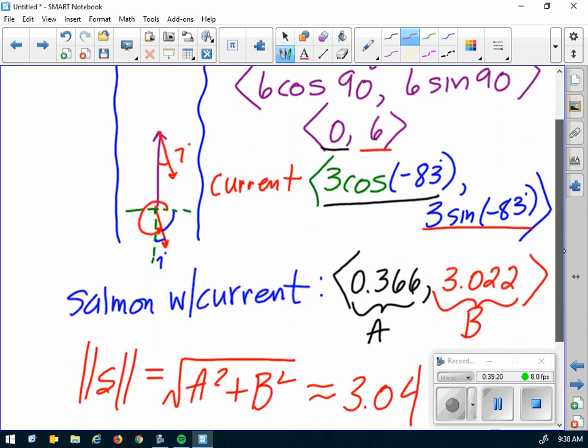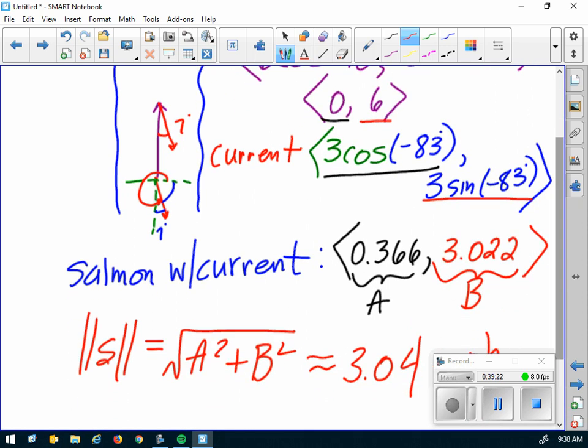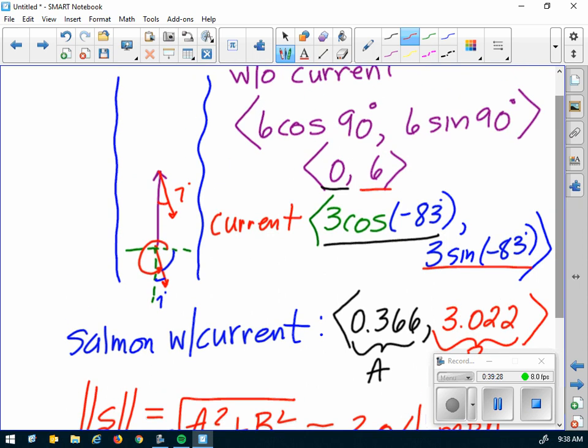Guys, all of these problems, you're going to do the same way. Now, you may see a problem where, for instance, it might give you the salmon without the current and the salmon with the current and ask you what the current was. But you'll be given enough information to find 2 of the vectors, then you have to go find the other one. Okay? These are cool. I really like doing these problems.